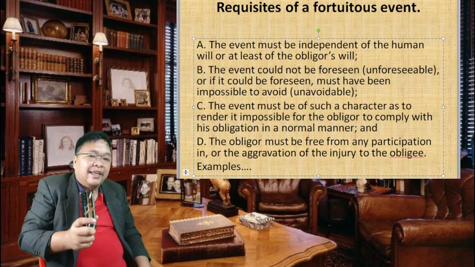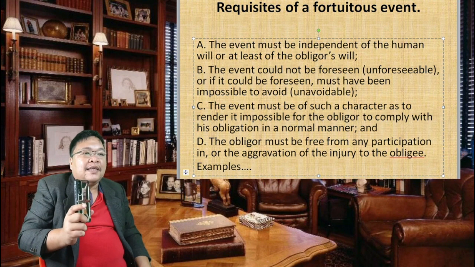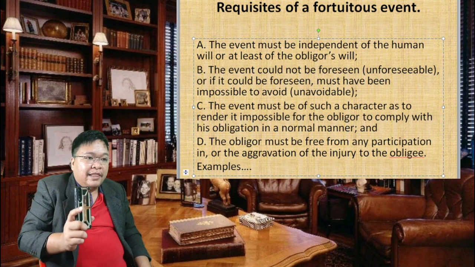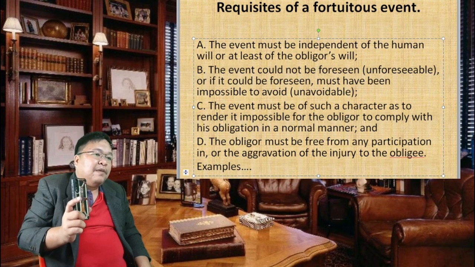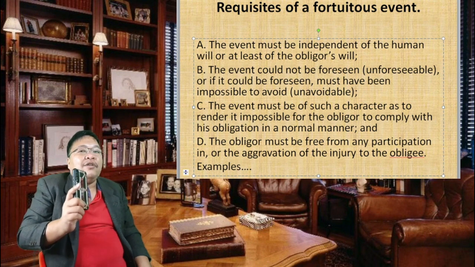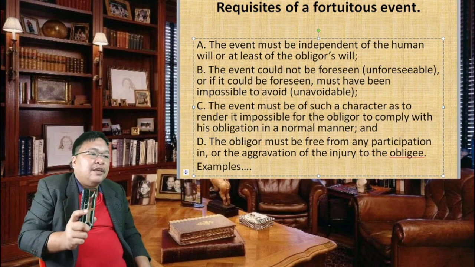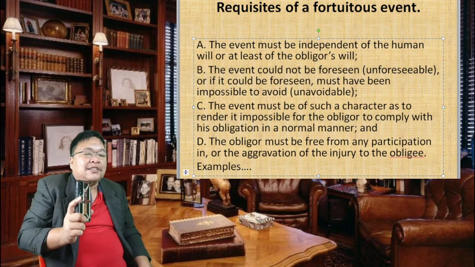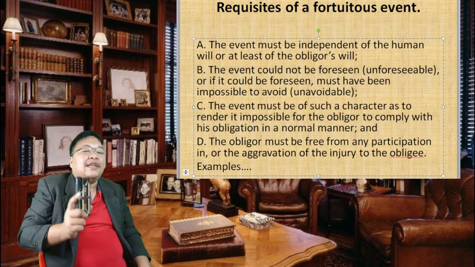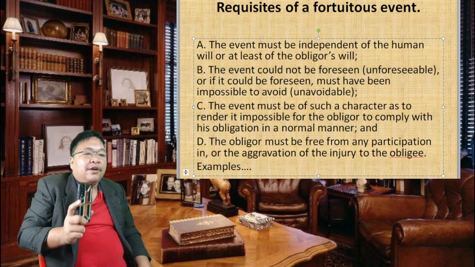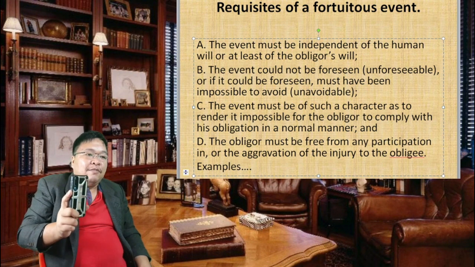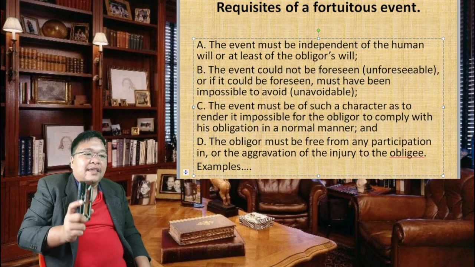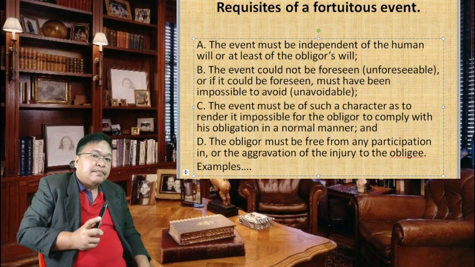Ano, isa-isahin natin. The event must be independent of the human will. The event could not be foreseen, or it could be foreseen but must have been impossible to avoid. And the event must be such of a character to render it impossible for the obligor to comply with his obligation. And the obligor must be free from any participation in or the aggravation to the injury of the obligee.